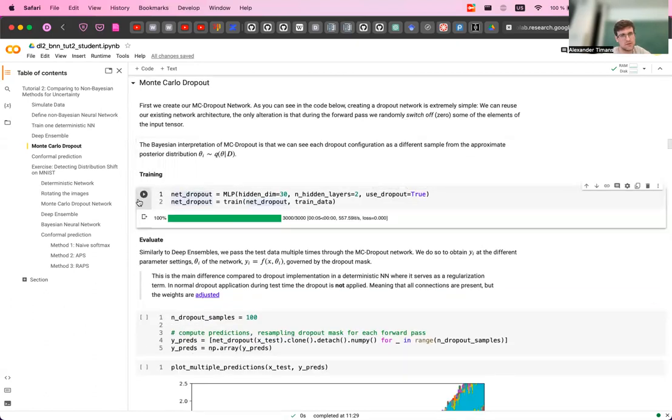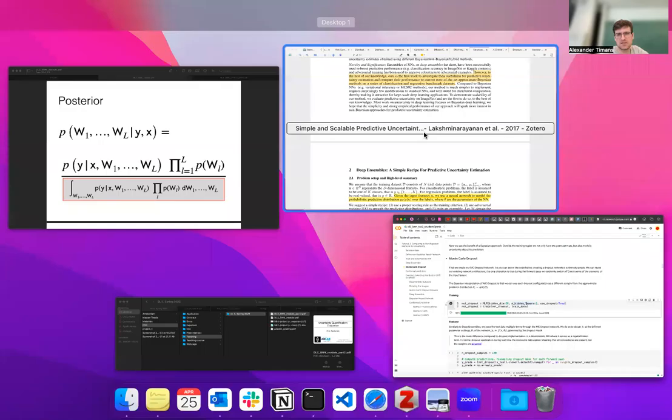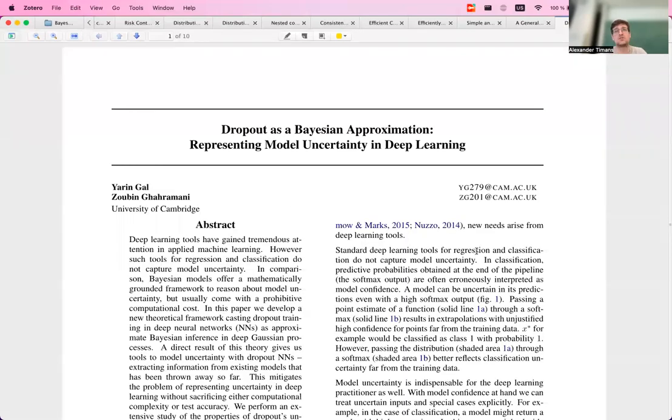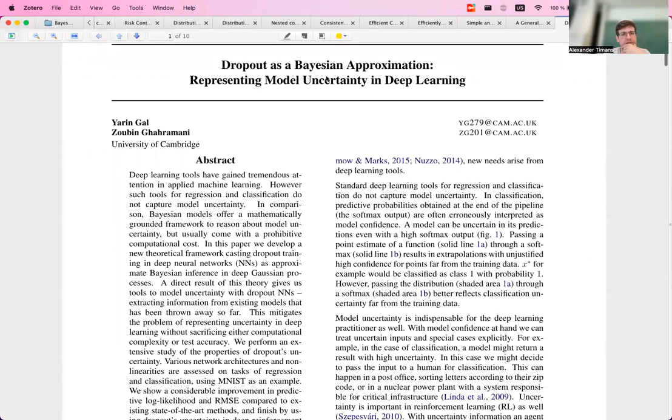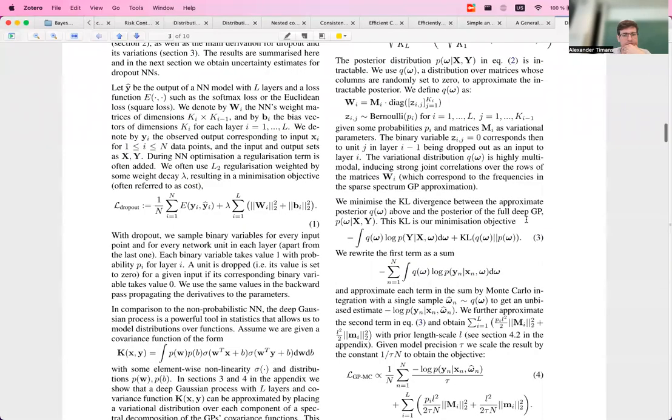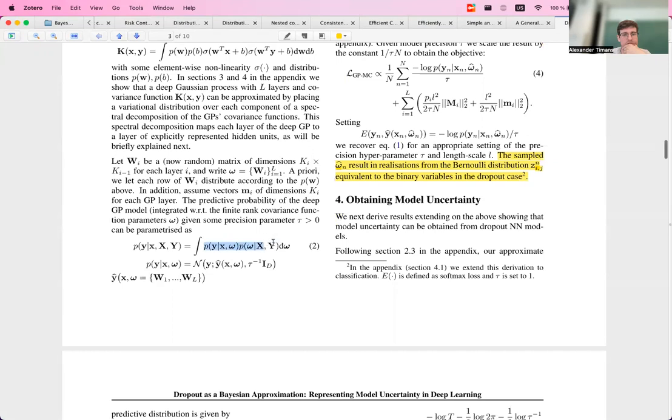And so that's exactly what we're going to do here. Here we train a single network, but now we use dropout. It's important to use dropout both at training and at testing for this kind of method to work. Again, this is based on this paper here, which got super popular. It's from 2016. They have their motivation, the theory, and essentially you see the posterior and the Bayesian approximation.